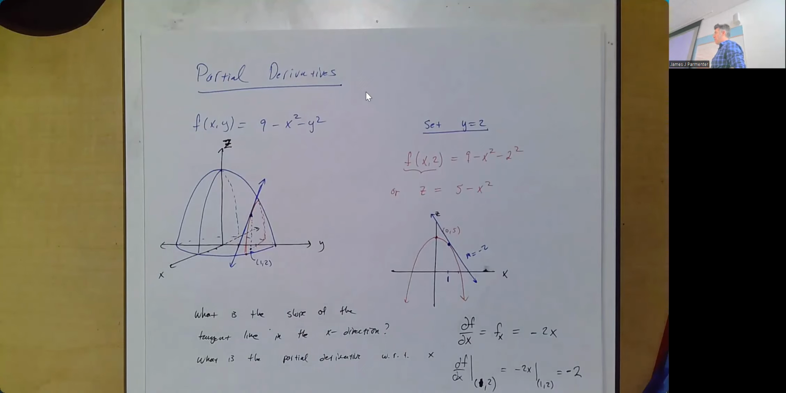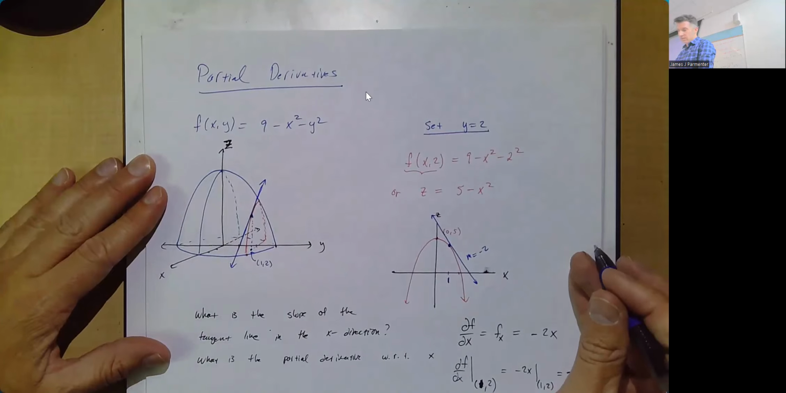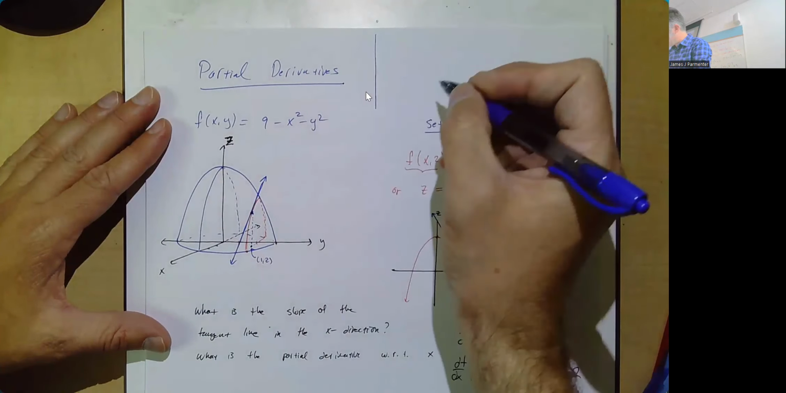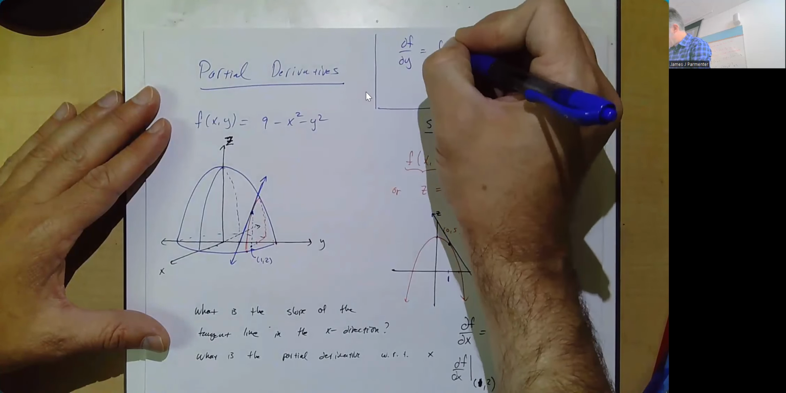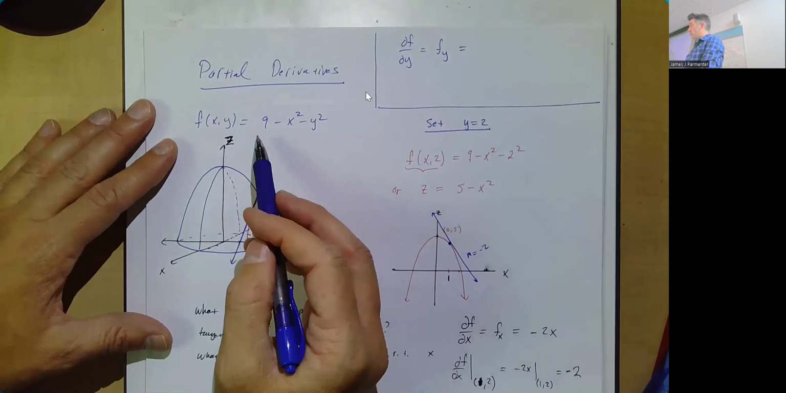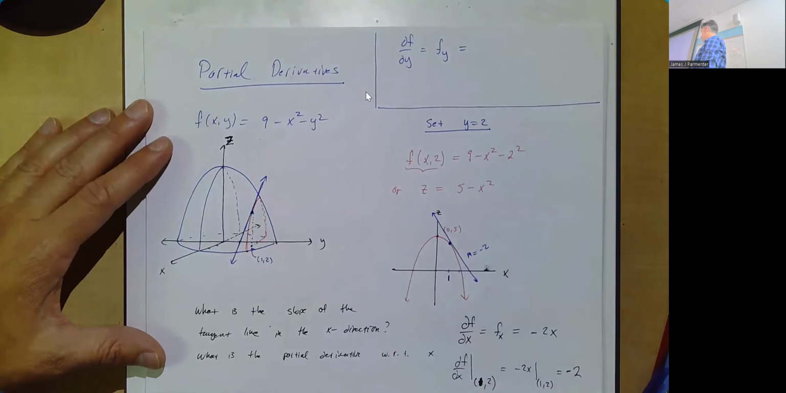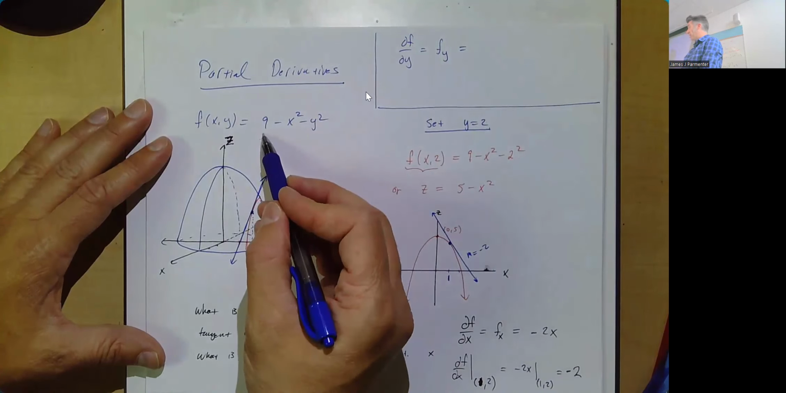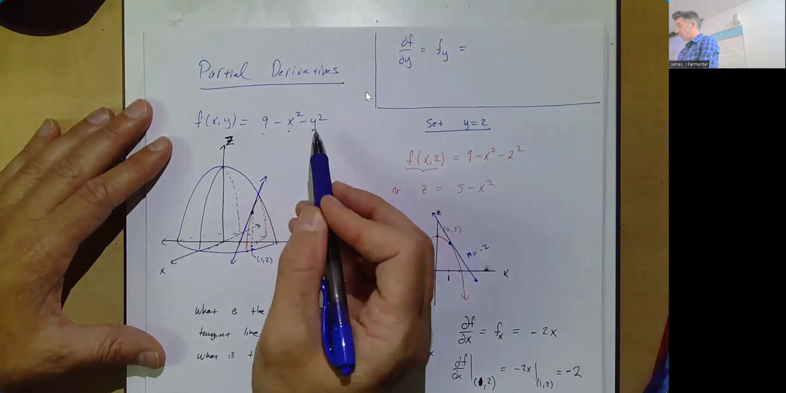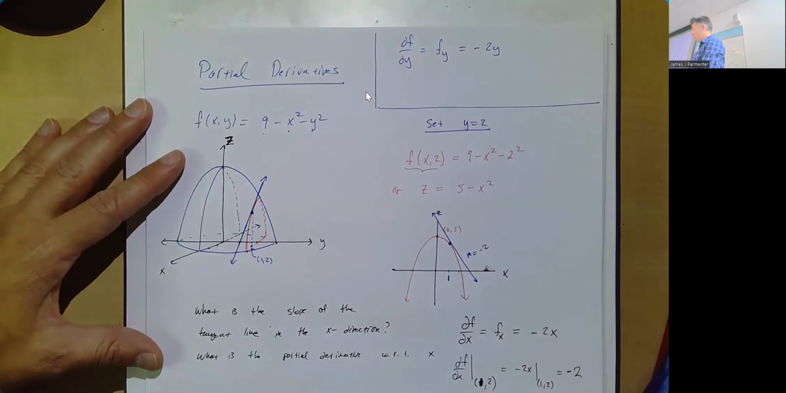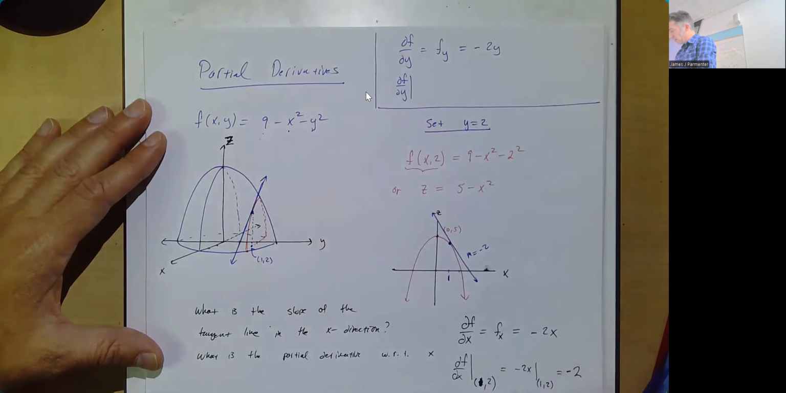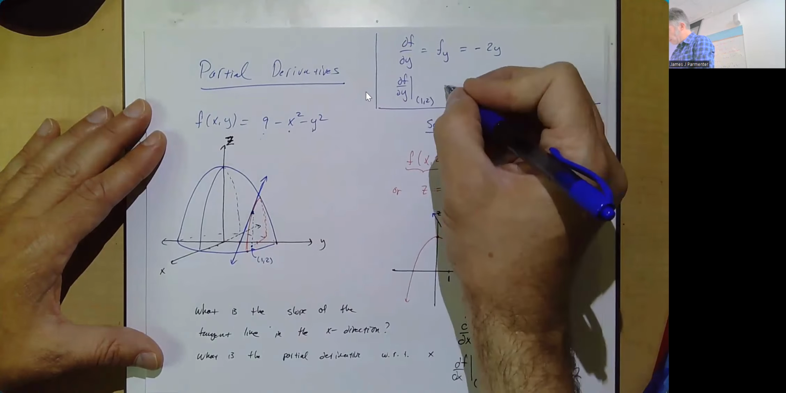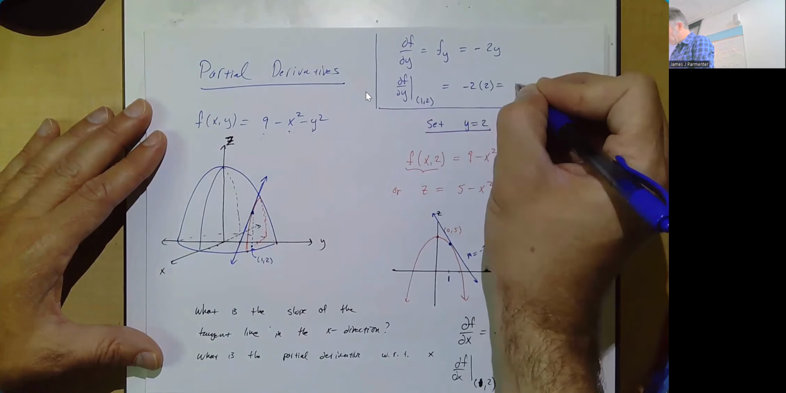What would the partial derivative of the function be with respect to y at that point? Let's try and fit it on the same page so that we don't have to move away from my lovely picture here. What's del f del y or f y? If I take the partial derivative with respect to y, pretending x is a constant, the derivative of 9 is 0, the derivative of x squared is 0, the derivative of negative y squared is negative 2y. And if I plug in the point, del f del y evaluated at the same point, 1, 2, I'm going to get negative 2 times 2, which is negative 4.